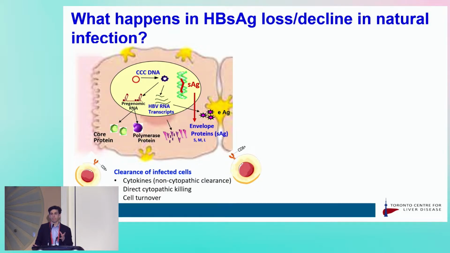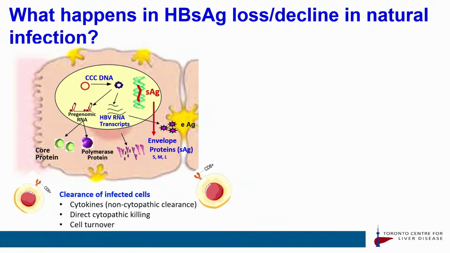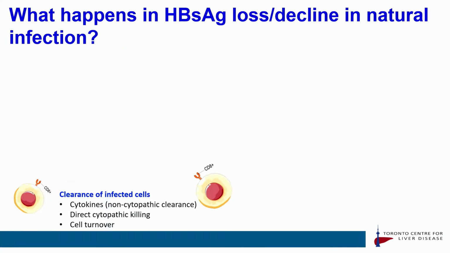So let's think about what happens when you get low surface antigen levels, either complete surface antigen loss or decline in natural infection. If you look at an HBV-infected hepatocyte, a lot of the clearance is going to happen by clearance of infected cells. You can clear the virus from the infected cell with non-cytolytic clearance. You can have direct cytopathic clearance, killing of cells, and you can also just have silencing, which leads to cell turnover. So all of that takes away that infected hepatocyte effectively.